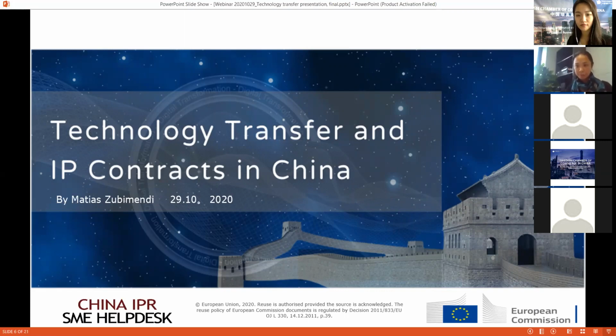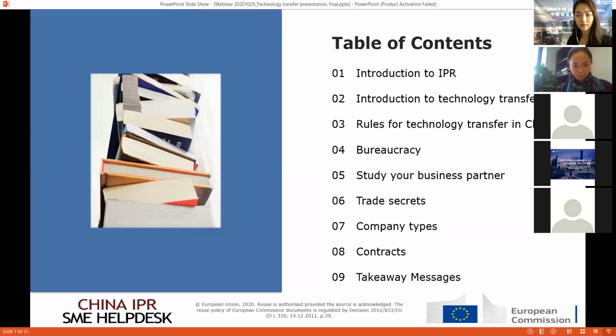Today we're going to talk about technology transfer and IP contracts in China. This is the table of contents. We will start with a brief introduction to all the intellectual property rights, an introduction to what technology transfer is, and what the main rules in China for technology transfers are. We will talk a little bit about bureaucracy.